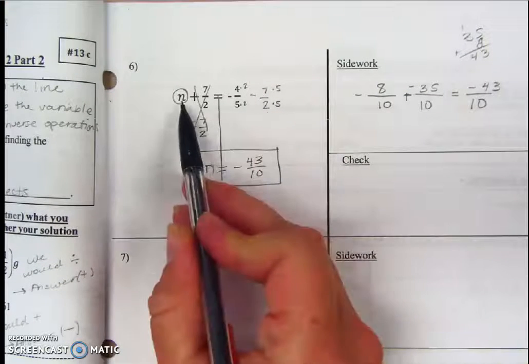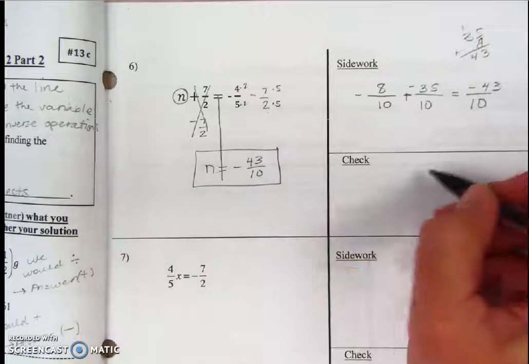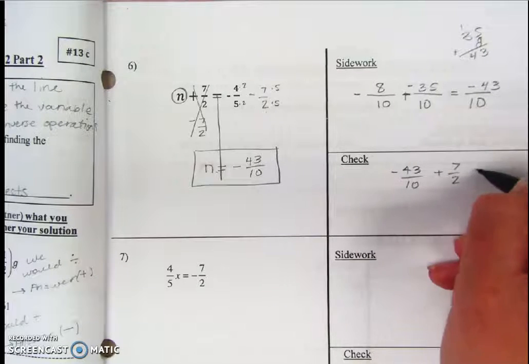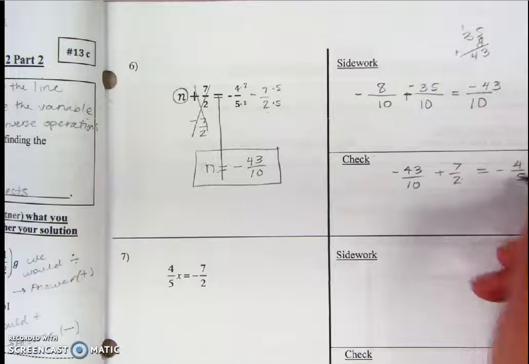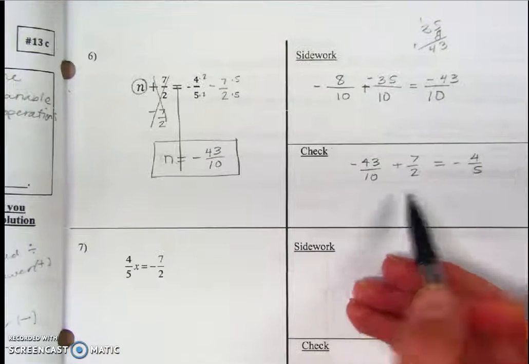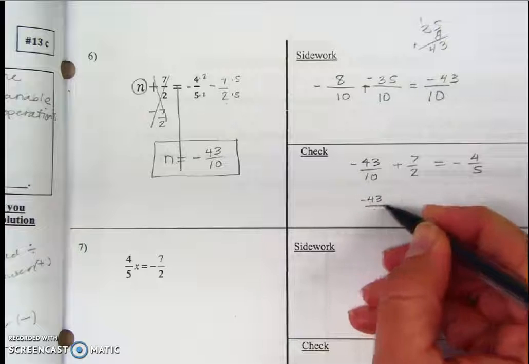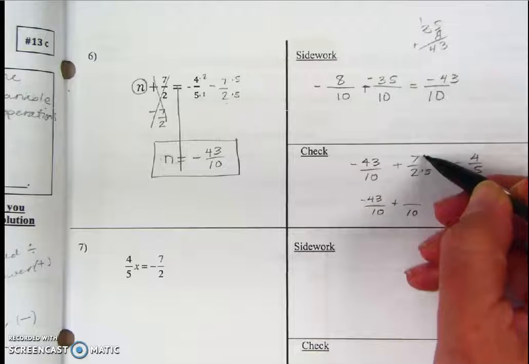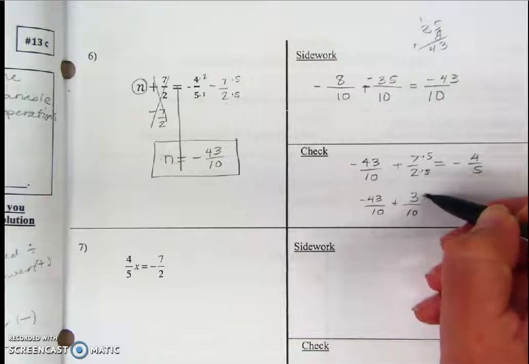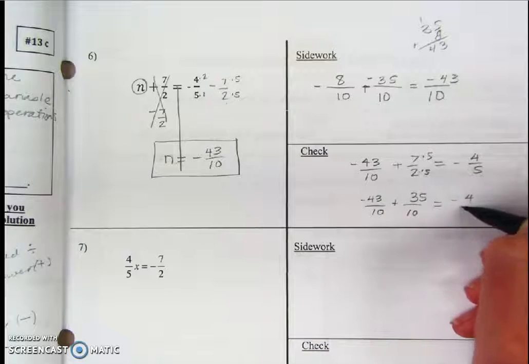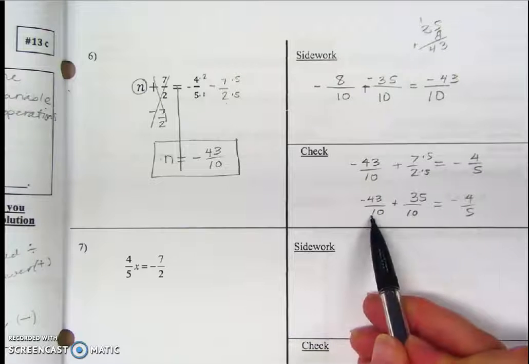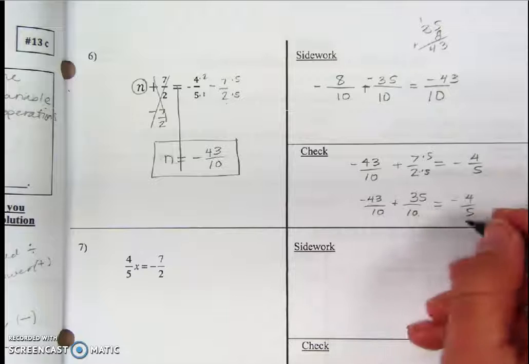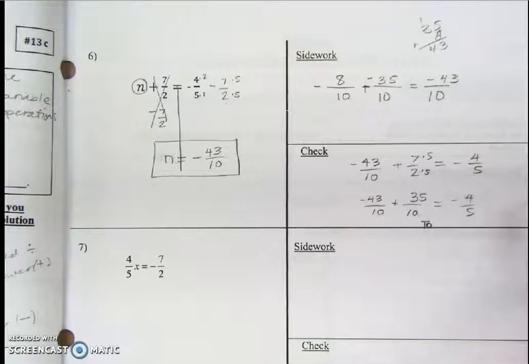And in my check, I will replace that n now with what I'm saying it's equal to, which is negative 43 tenths. Plus 7/2 should equal negative 4/5. Now I see between 10 and 2, 10 would be a good common denominator, so I'll keep this one the same, negative 43 tenths. But I'll change this one into a denominator of 10. To get there, we need to multiply top and bottom by 5, and I get 35 tenths equals negative 4/5. All right, let's check this now. Be the same, stay the same, those are the same, so I'm going to write that as tenths. I'm going to write it small right there. Sorry, it's getting so small here.